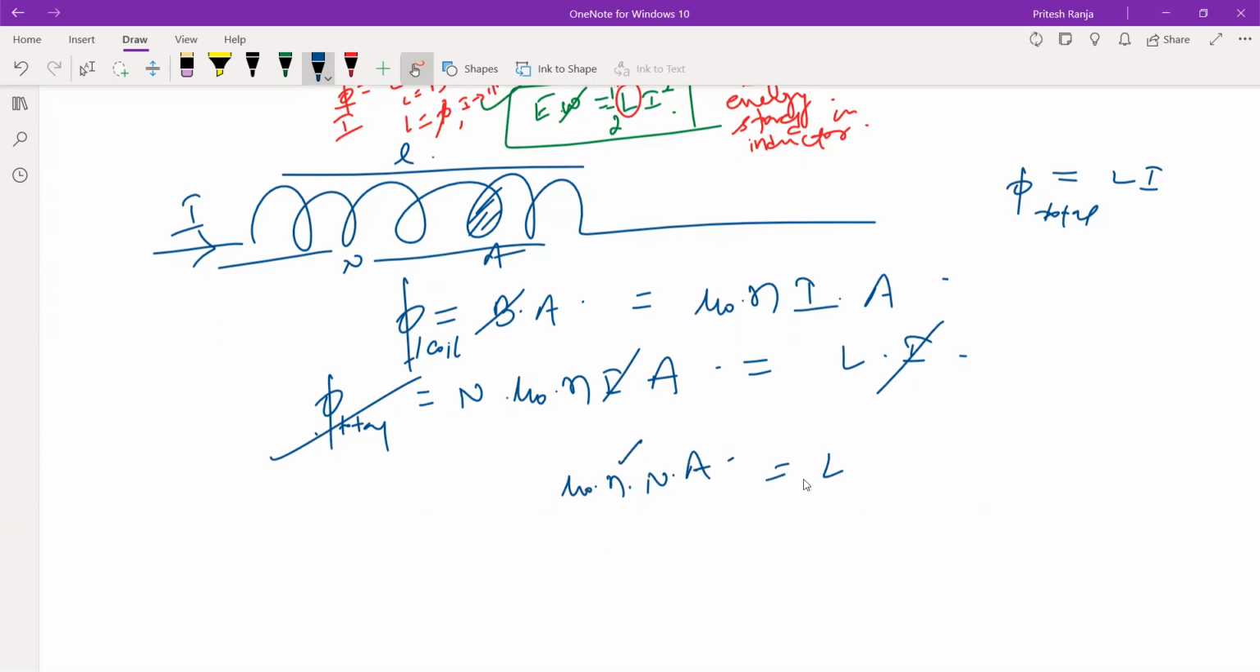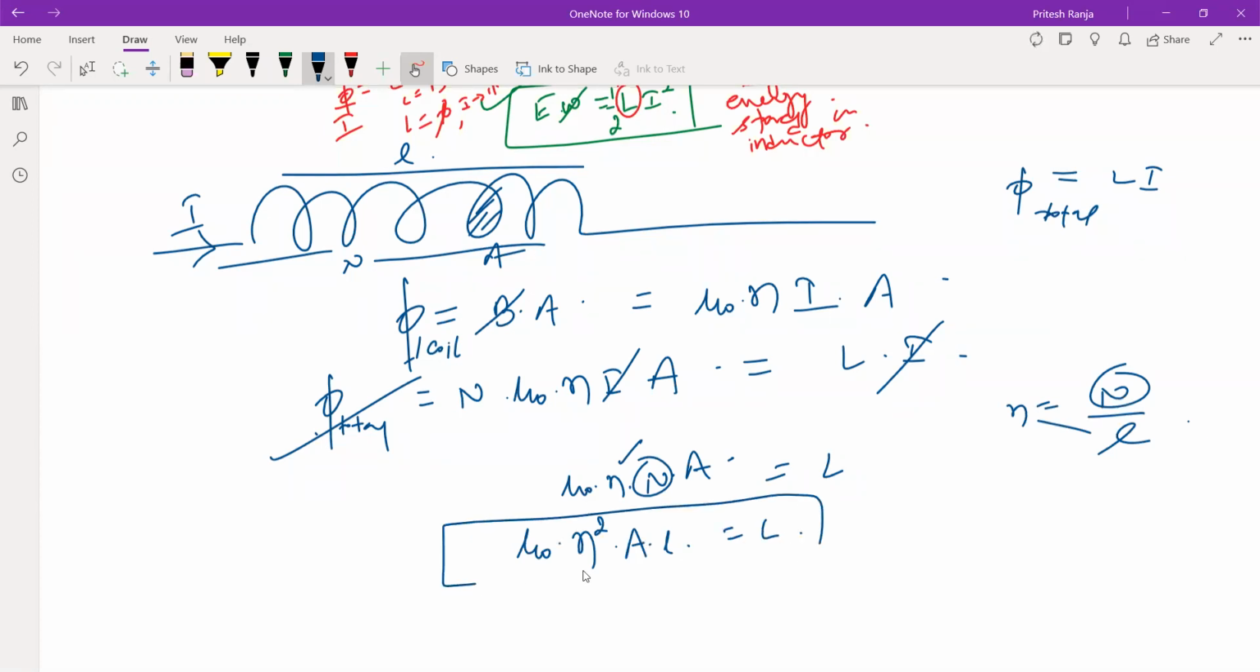So what was this n? n was the number of turns per unit length. So this expression became mu naught n, and instead of N we can write n into L. So n square into A into L. That becomes the expression of L. So why have I written this expression? Because now we will be finding energy stored per unit volume.